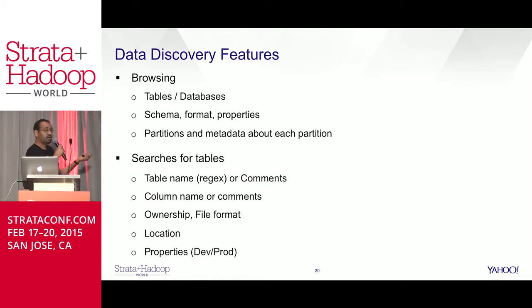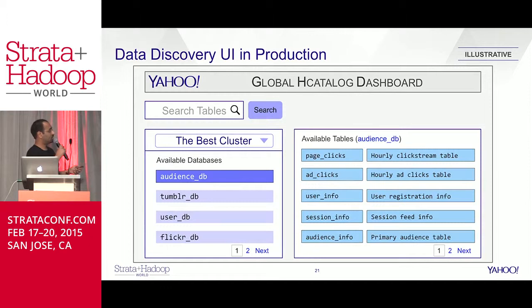Again, the properties, you can also search based on properties. You want to know all the staging tables or all the production tables, all the finance tables. It's all easy. Now, this is a sample UI. It's already been in production for a while. And so this has the first layer. You see the search tables.